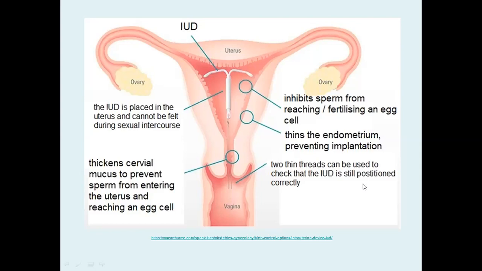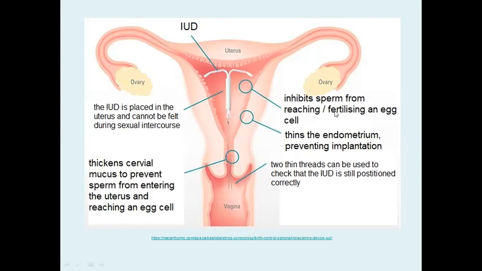You can imagine that's quite frustrating for the person who thinks that they've protected against pregnancy and then discovers that in fact their IUD fell out by mistake and, oh sorry, now we've got a child. Maybe 2 or 3. So these little threads can be felt, and they're used to check that the IUD is still in position.